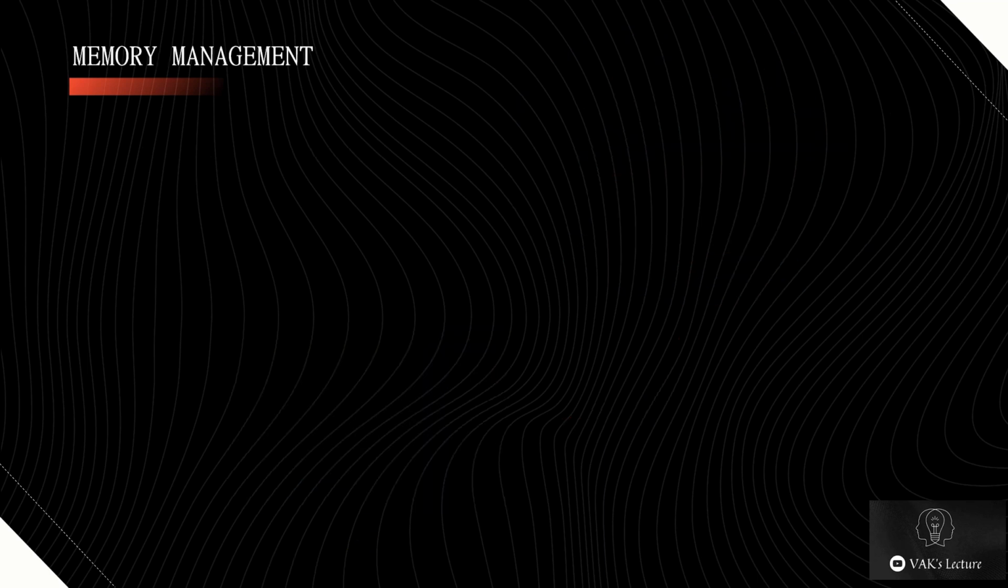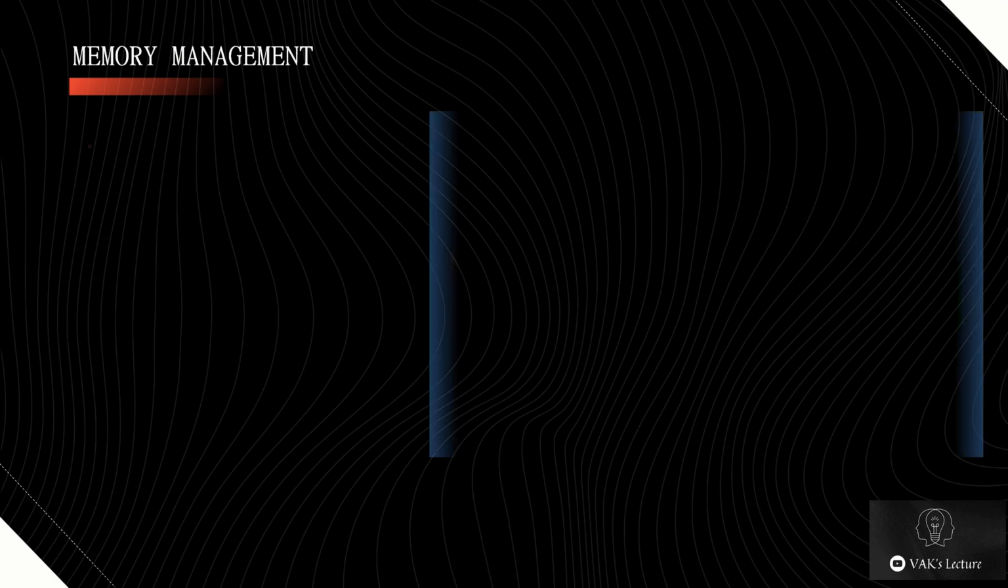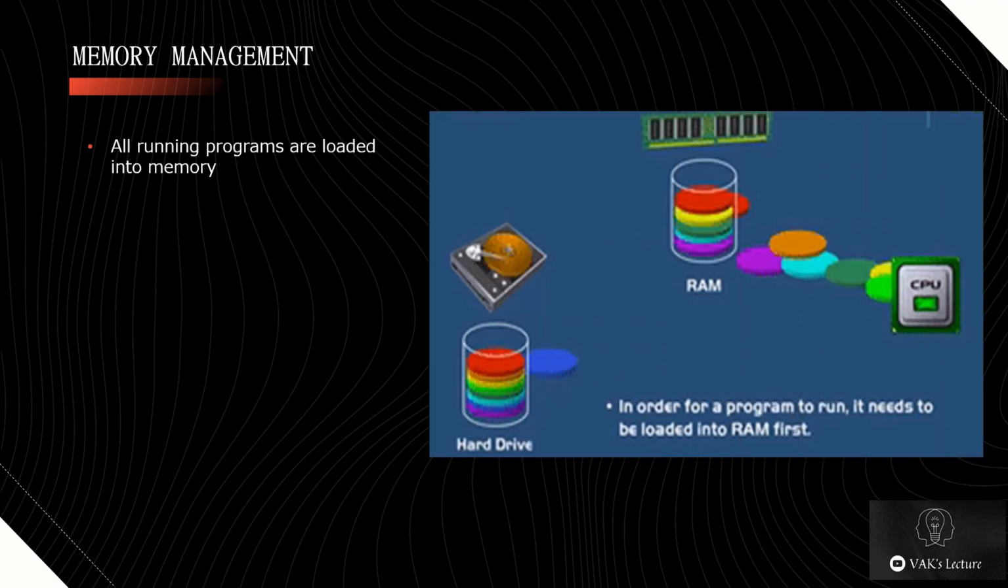Memory management. First of all, the running programs are retrieved by the operating system from the disk, and then these can be loaded into the memory. That means we know that the computer's memory is divided into main memory and secondary memory. Whatever files we save in the computer are stored in secondary memory. If we want to execute those files, then only will these be loaded into the primary or main memory.